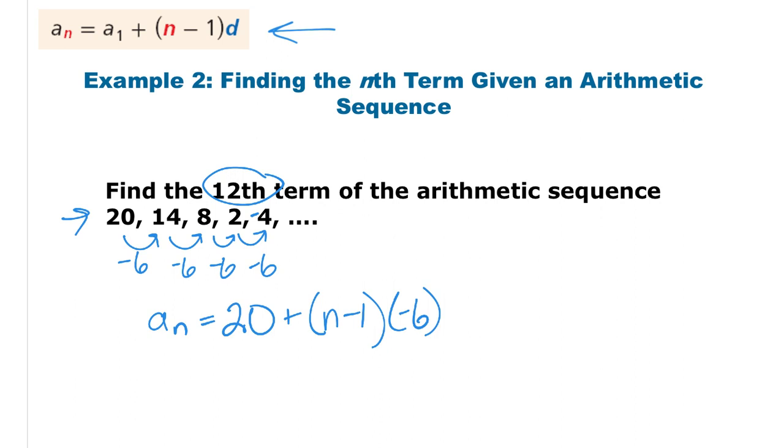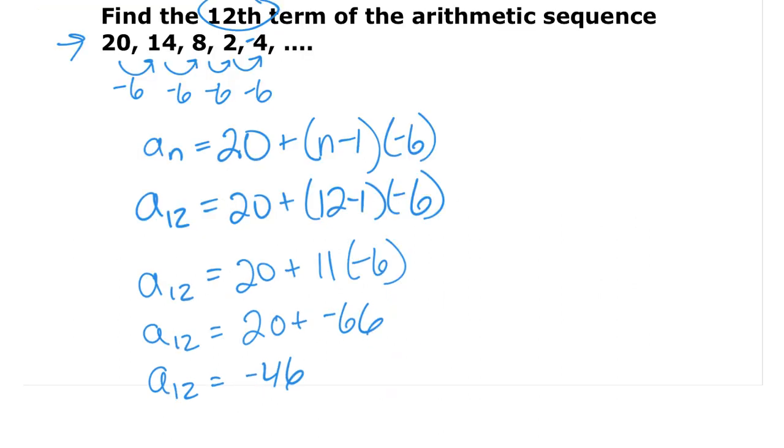So now I want to find the 12th term, so a sub 12 is going to equal 20 plus 12 minus 1 times -6. And as I worked through to solve this and just simplify, I found that my 12th term was -46.